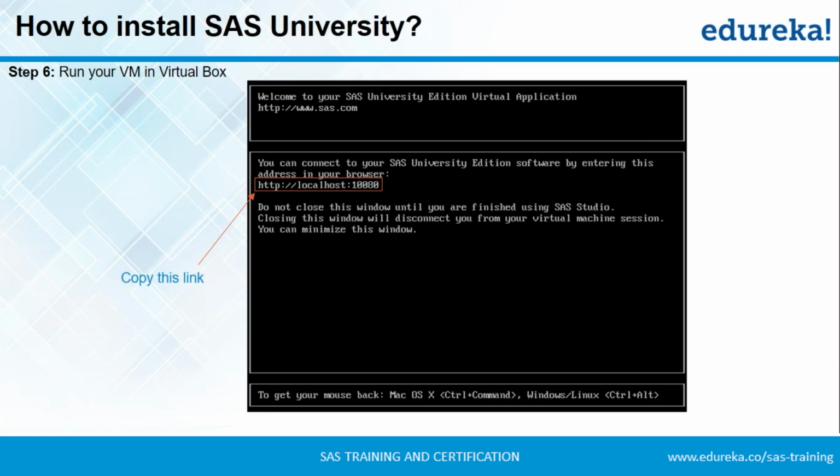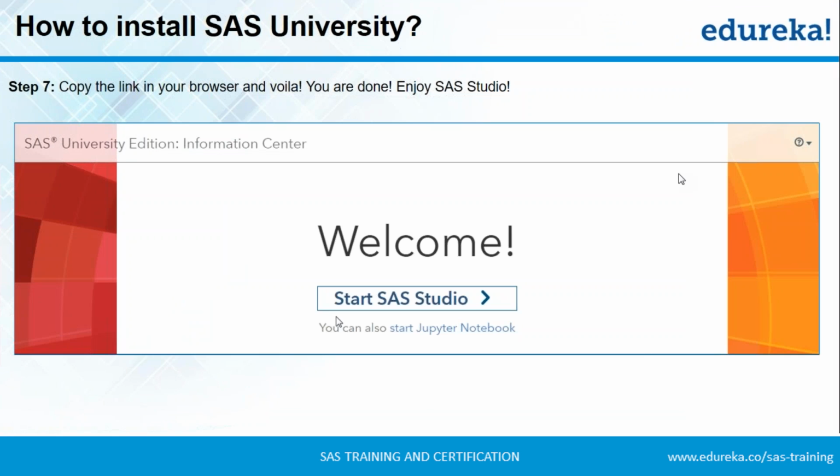When SAS launches, there is a link that SAS provides you with. You'll have to enter this link in your browser, and this is the screen you'll see. This screen is the SAS Studio screen. Then you can click on Start SAS Studio, and you'll be up and running. So this is the way you can install SAS University and use it.